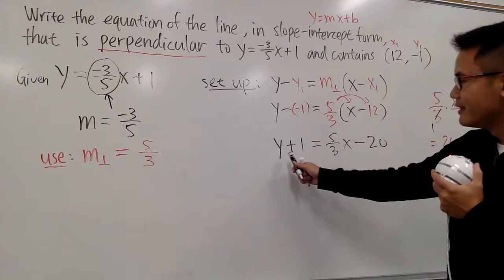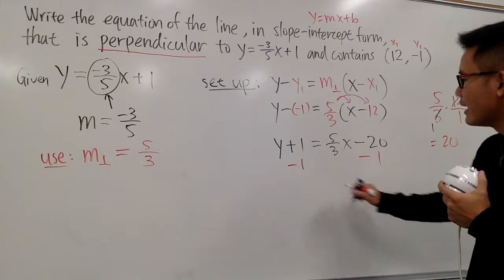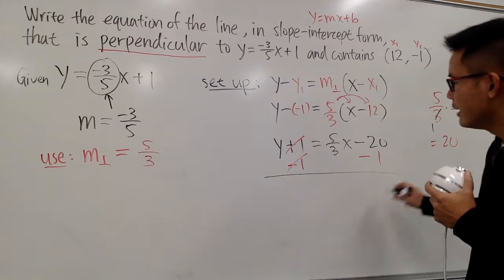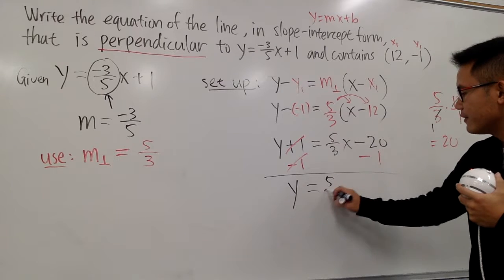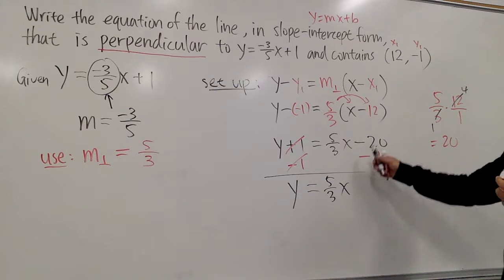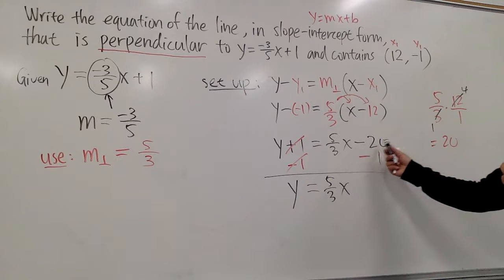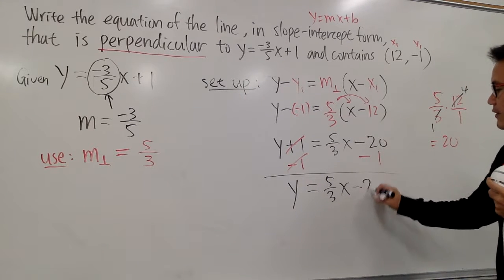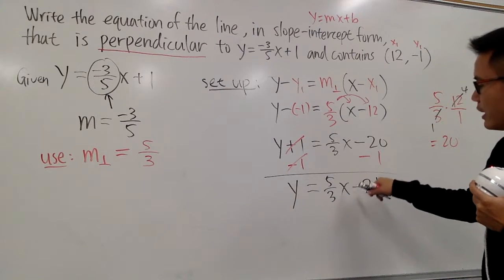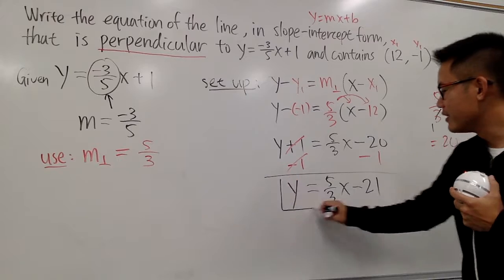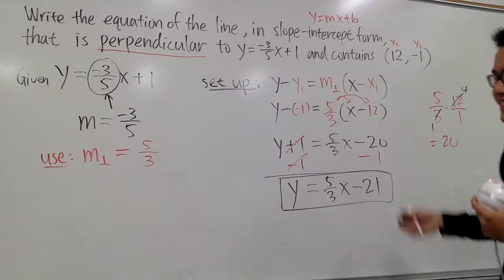At the end, since this is y plus 1, let's minus 1, cancel this out. And we will have the y, and that's equal to 5 over 3x. And you see how we put down numbers together because we can combine them together. Negative 20 minus 1, that's negative 21. So therefore, y is equal to 5 over 3x minus 21. This right here is the answer for the line with these conditions. That's it.